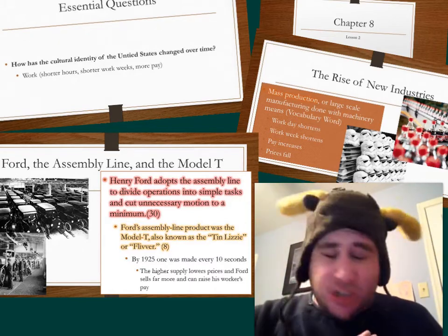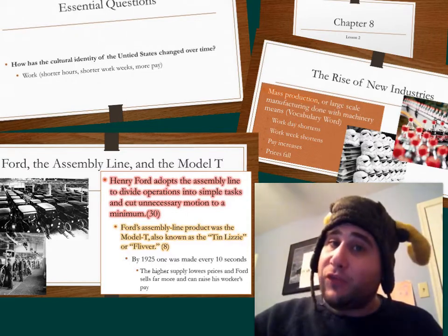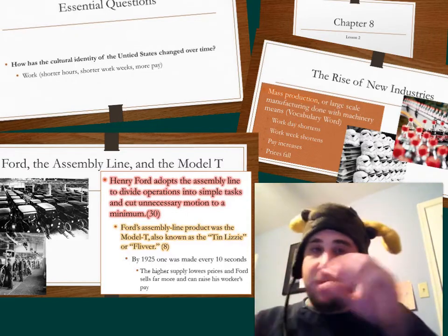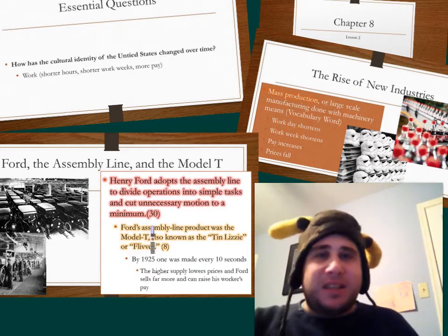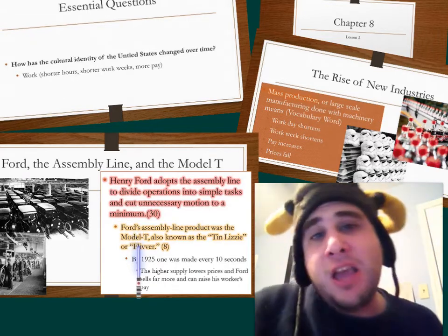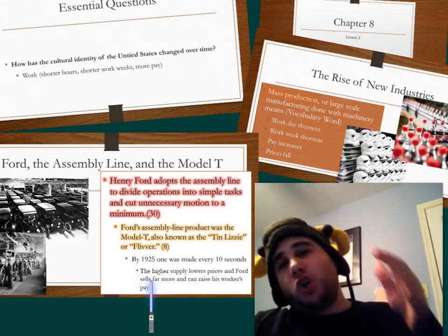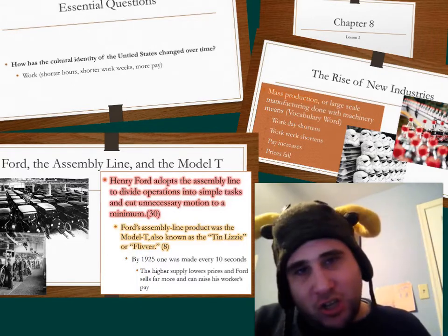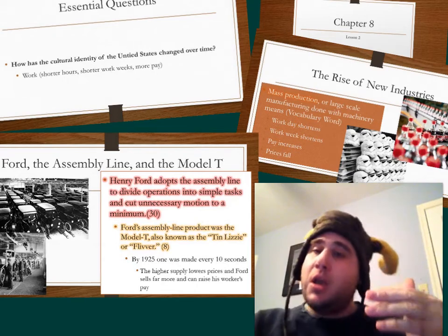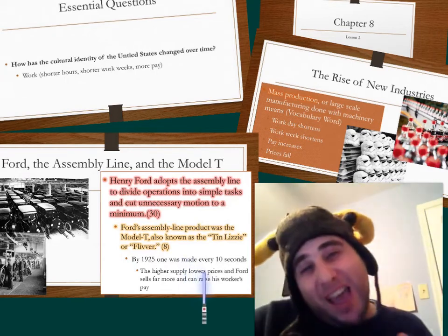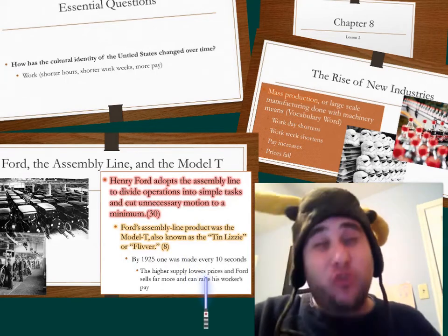And he does this again and again. He's got a lot of different cars, Model A, Model B, Model C, Model D, and it goes on and on. But it's not until he gets to the Model T, also known as the Tin Lizzie or Flivver, that he's actually able to produce a car incredibly efficiently so that the price drops. So that by 1925, one of these cars is being made every 10 seconds.